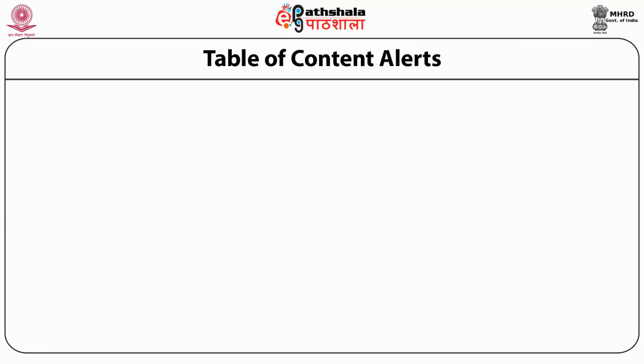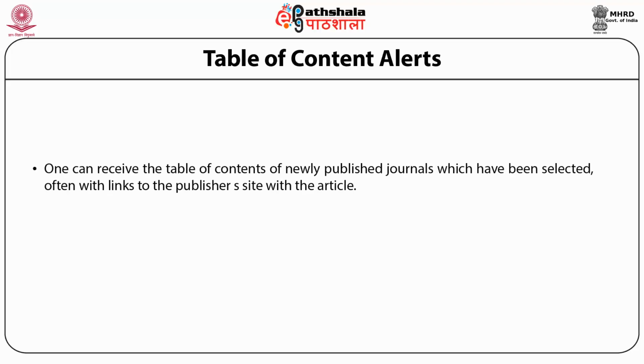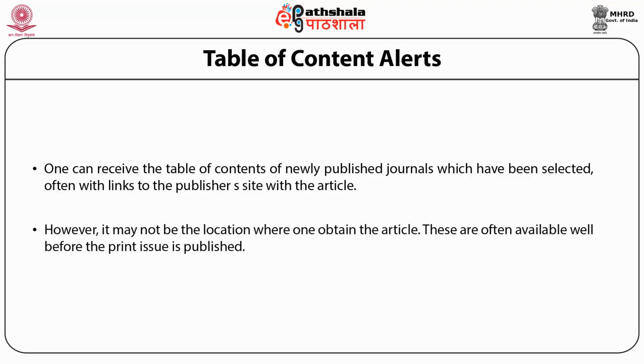Table of content alerts. One can receive the table of contents of newly published journals which have been selected, often with links to the publisher site with the article. However, it may not be the location where one obtained the article. These are often available well before the print issue is published.